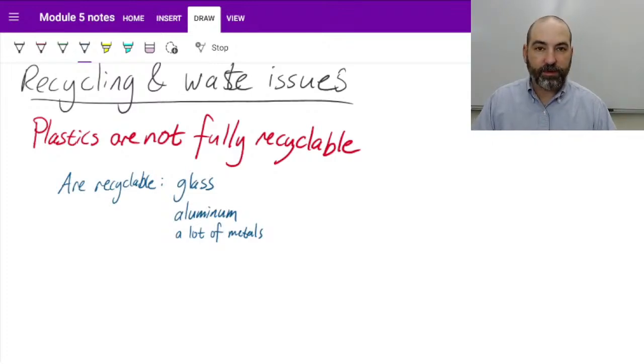But that doesn't happen with plastic. You can't take a plastic bottle, melt the plastic down, and make a new plastic bottle. It doesn't work like that. There's degradation in the material each time that you do that.